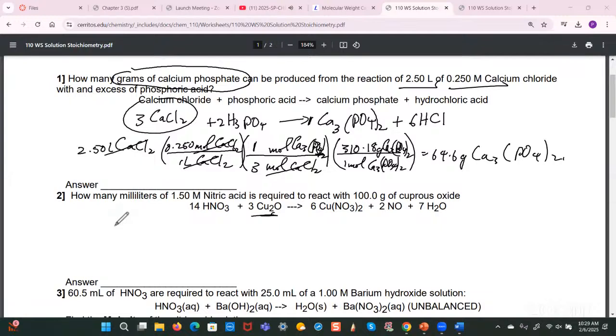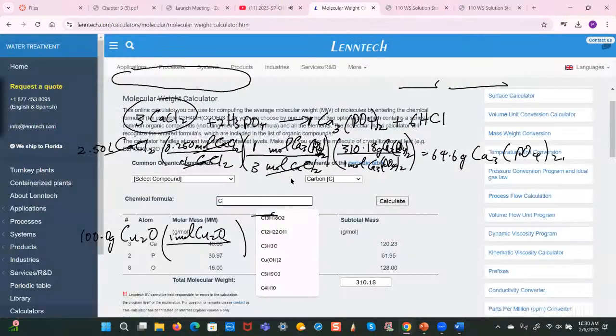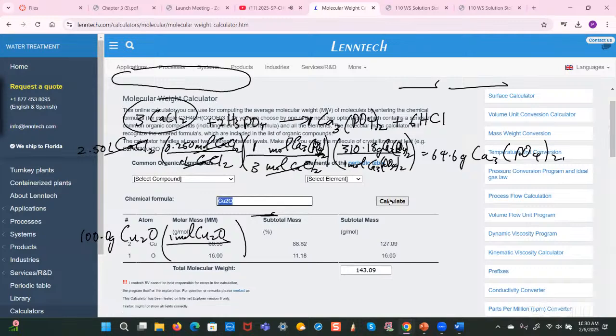100.0 grams of Cu2O. What will you do with that? 1 mole on top. Mm-hmm. You have to find the molar mass of it. Okay. So Cu2O, and that gives you 143.09.